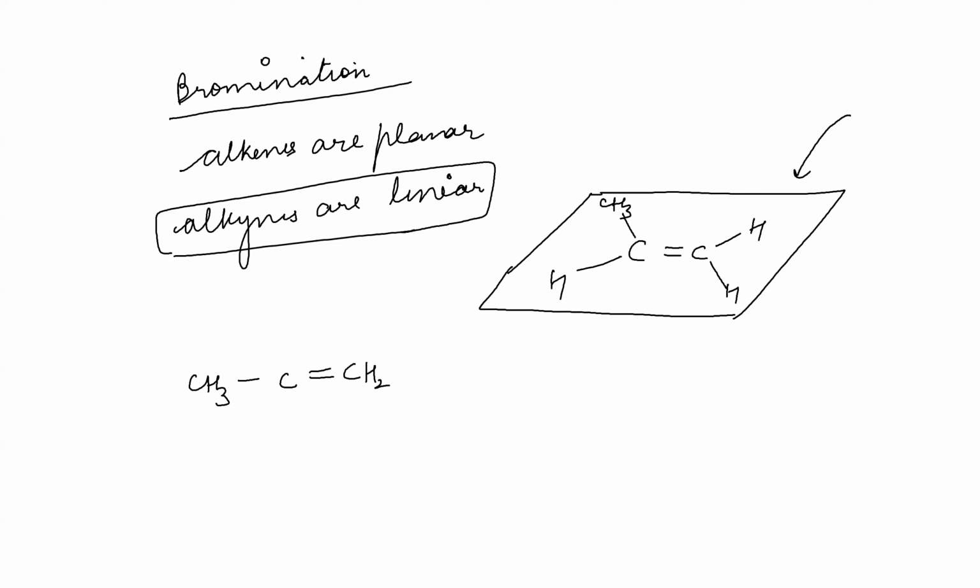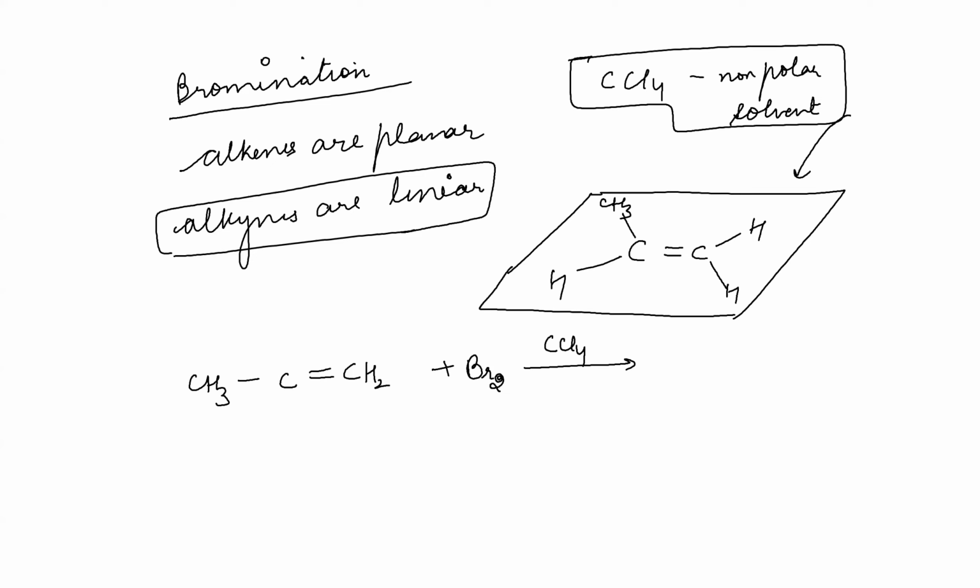Got the point? Now understand. So now if I add bromine to this, and bromine you cannot add directly, you have to mix it in CCl4. So CCl4 here acts like a non-polar solvent, right? So you mix bromine in CCl4, and then you finally give me the answer. Now, how does the reaction proceed?